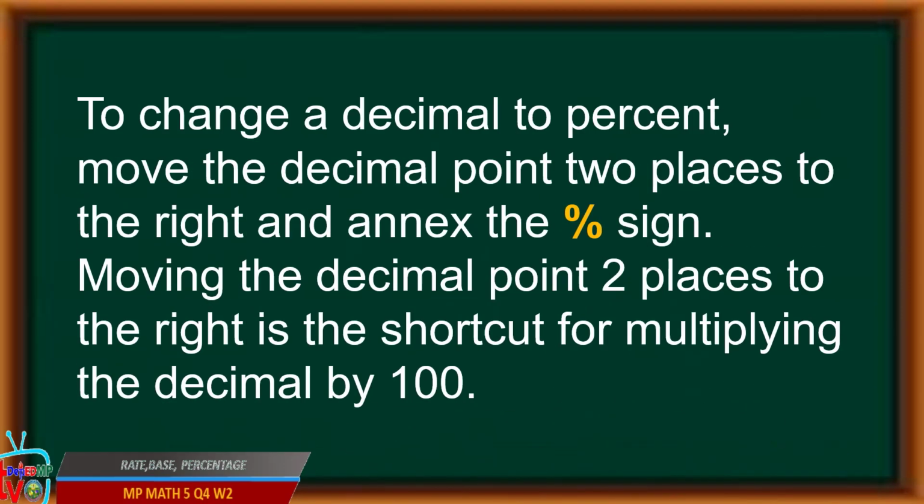To change a decimal to percent, move the decimal point 2 places to the right and annex the percent sign. Moving the decimal point 2 places to the right is the shortcut for multiplying the decimal by 100.